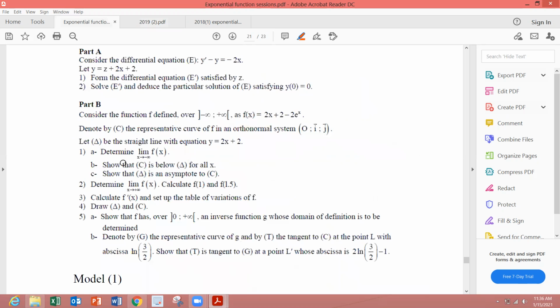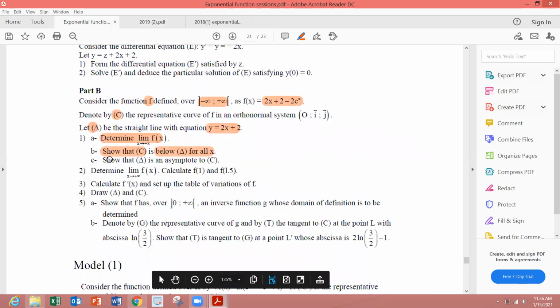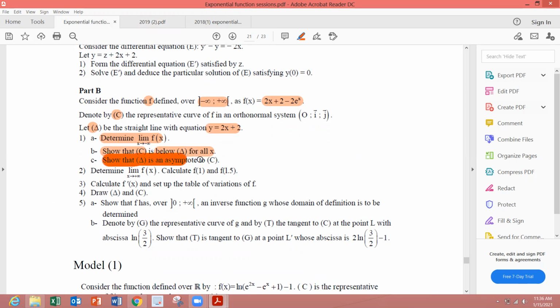Part C, show that delta is an asymptote to C. What is the nature of this asymptote? y equal to x plus 2, oblique. How to prove an oblique asymptote? Take the limit as x tends to plus or minus infinity.